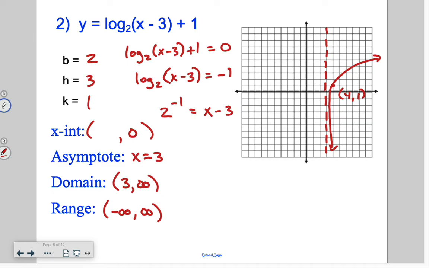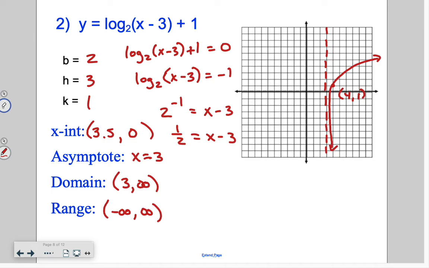Now let's go a little bit further. What is 2 to the negative 1? Not negative 1/2, just 1/2. 2 to the negative first power, remember a negative exponent drops it to the denominator. So this is really just 1/2 equals x minus 3. And now we can just add the 3 over. X-intercept is 3.5. So there's a little bit of work in order to find the X-intercept.